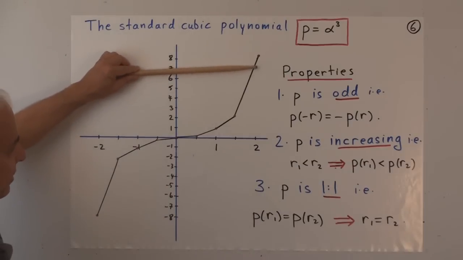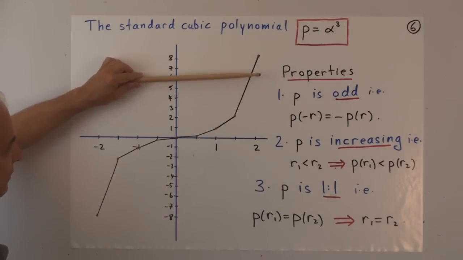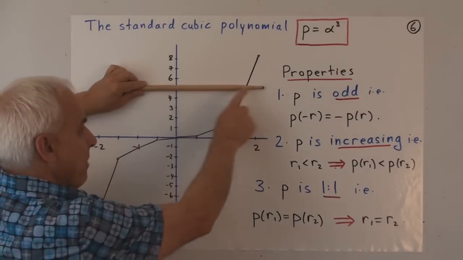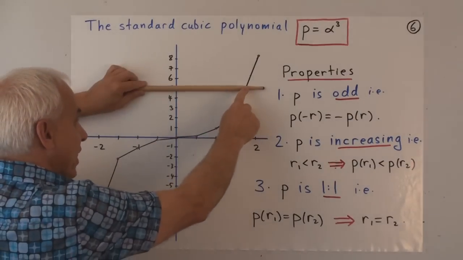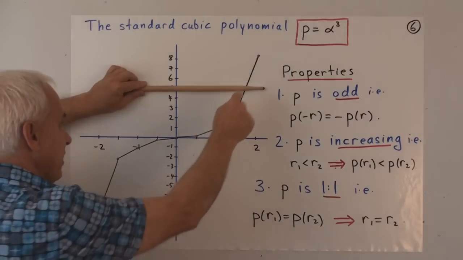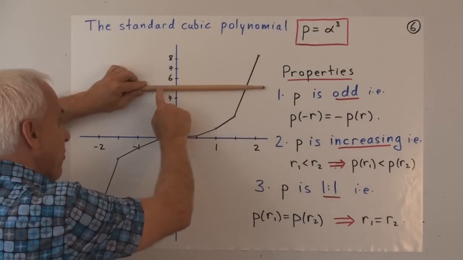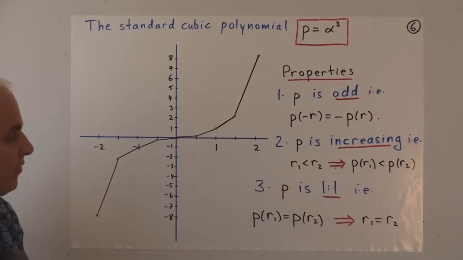So this is often referred to in terms of a horizontal line. If you have a horizontal line, then it may or may not meet the graph, as it turns out. But if it does meet the graph, it only meets it at one point. Right? It's not the case that there's a point there and another point there on the graph. The polynomial is one-to-one.